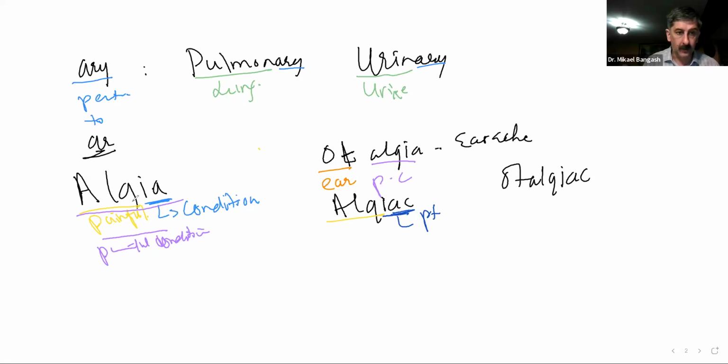Yes, the word algia is made up of two suffixes, if you want to put it that way, because it's ear. Any word that ends with ear will become a condition. But if it is preceded by alg, which means painful, it becomes a painful condition, a condition of pain.